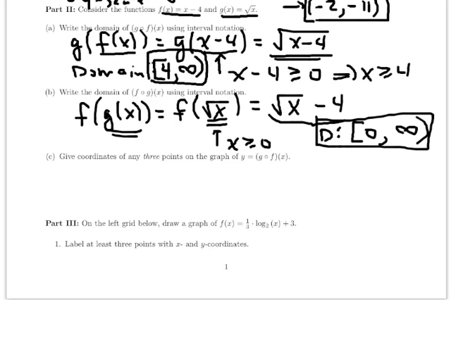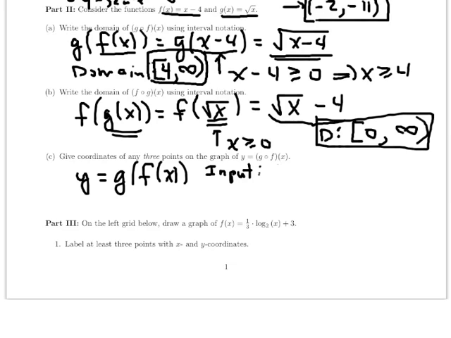Finally, we want to give coordinates of any 3 points on the graph. This is much easier than you would think. It's not really asking for a whole lot. We know that y is g of f of x. And the idea of this question is just to remind us that when you're drawing picture points on the graph, what you're really doing is using input-output pairs for the function. So if you want to find 3 points, just pick 3 different values of x for inputs.